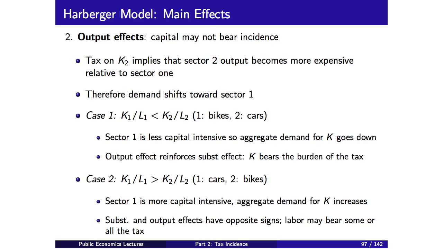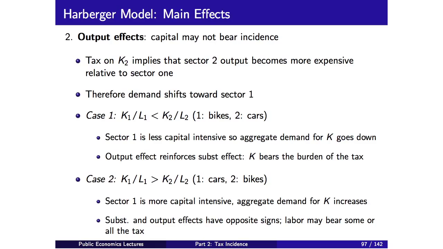Now let's consider the opposite case, okay? So you can see why it's really the relative use of capital and labor that matters from the second example. So suppose sector 1 is cars and sector 2 is bikes, all right? We're still levying the tax on sector 2, just to be clear. Okay, now sector 1 is more capital intensive, so I'm taxing capital in the production of bikes, but people want to buy more cars as a result.